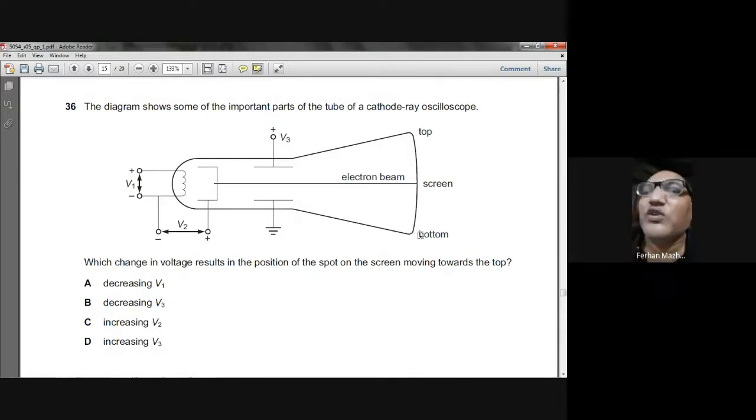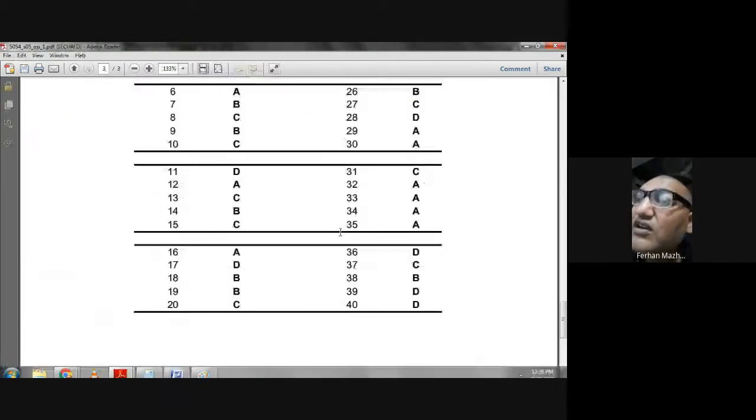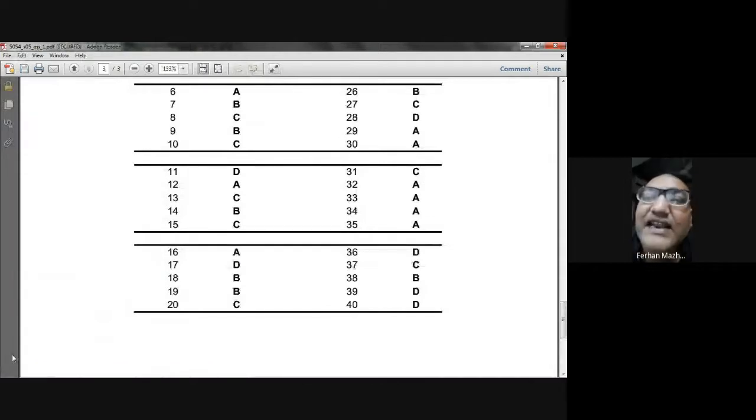So which change in the voltage results in the position of the spot on the screen moving towards the top? V3. V3 should increase. If you make V3 stronger, more and more positive, electrons are negative, so they will be attracted towards it, so they will be deflected upward. So on the screen, the electrons will go towards the top. So I think D is the choice. Question number 36, D is the choice. Let's check the answer first of all. Question number 36, D is the right choice, sir.